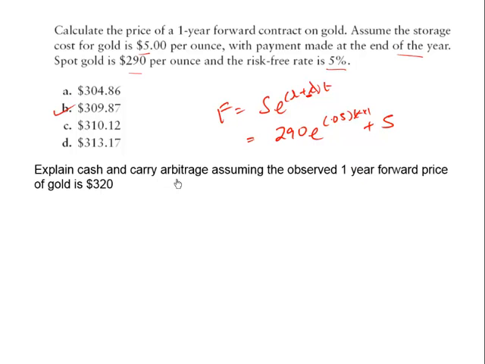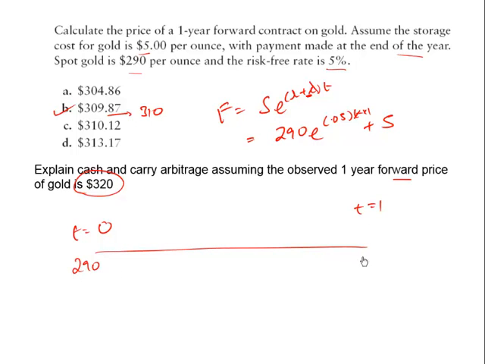Explain cash and carry arbitrage. Assuming the observed 1-year forward price of gold is $320. So we'll apply the same concept as we did in the currencies. If the observed price is 320 and the fair price we've derived is about 310, then how do we exploit the arbitrage? The fair price is 310, the observed price is 320.